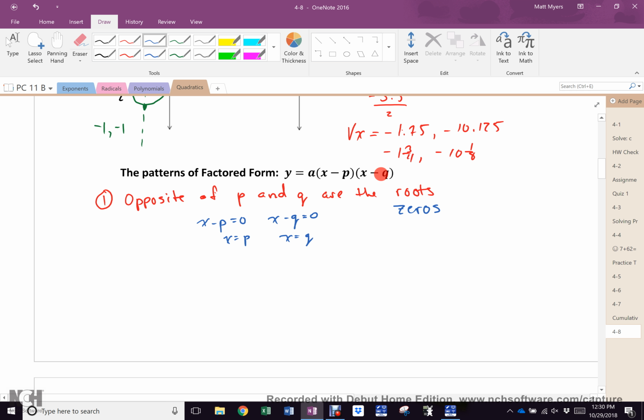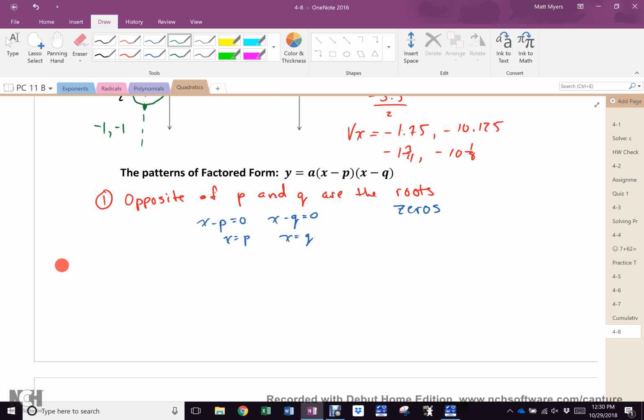You see a negative q, the answer is positive q. You see a negative p, the answer is positive p. What if I had plus p and plus q? It would be negative p and negative q. Everybody good? Everyone can find the roots, yes? Yeah? Now, how do we find the vertex?